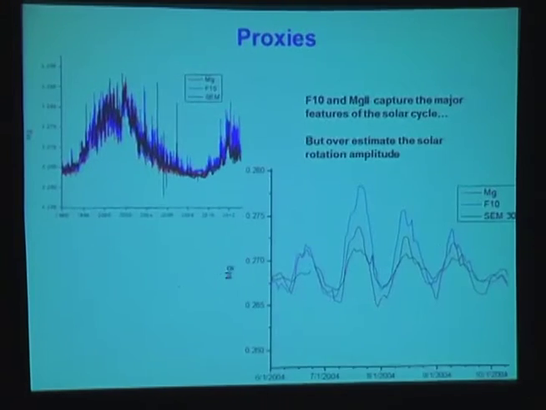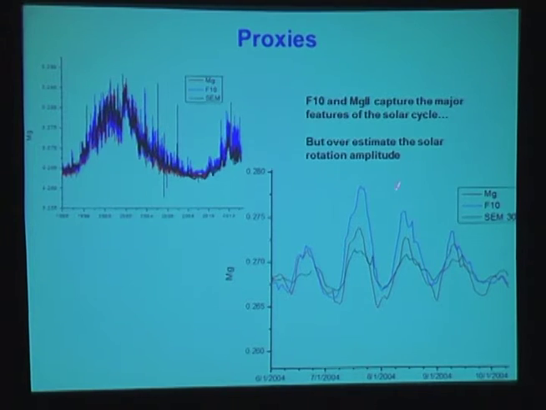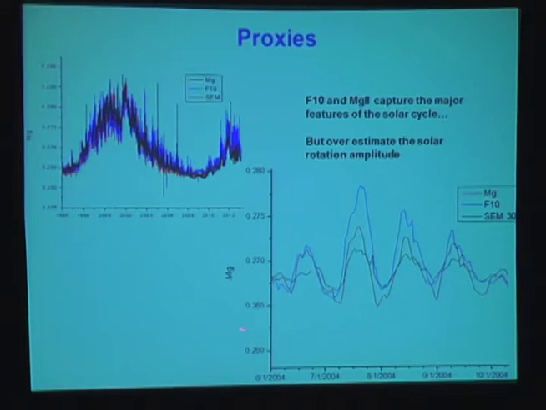I'm going to blow up now. I'm going to just stop talking about sunspot number. Now this is just F10 and the magnesium. So if you scale a solar cycle's worth of information and then look at how it does in a short region, you can see the solar rotation modulation. This is a 27-day modulation, but obviously both of these proxies overestimate that solar rotation modulation.